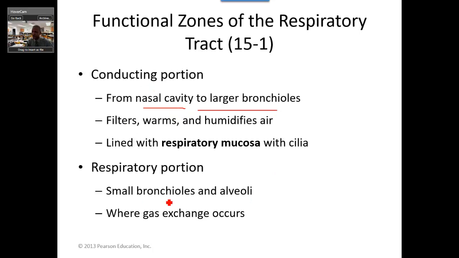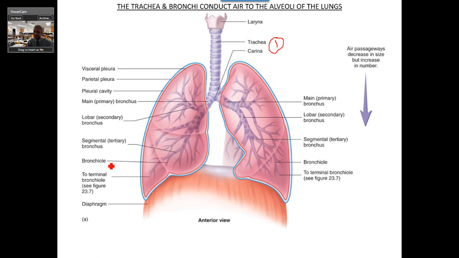And then once we get to the smaller bronchioles and the alveoli, we're in what's called the respiratory portion. So I'll keep mentioning it. So, all right, conduction. Let's talk. We're in the conduction zone, the trachea. Then we have the main bronchus, so it splits up to here. People will often call this the primary bronchus.